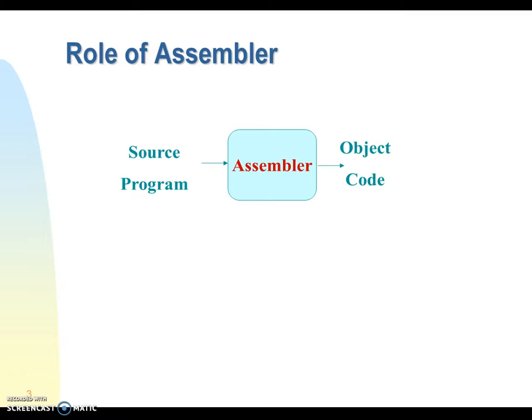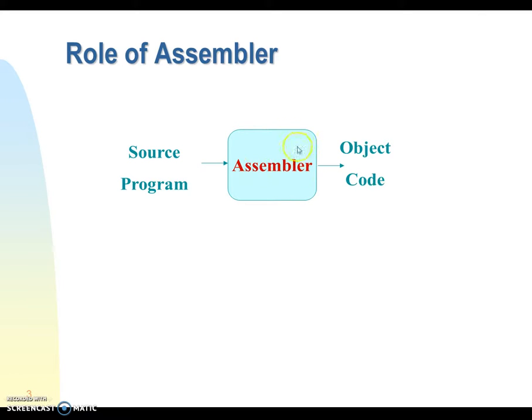So first we'll understand what is an assembler. See, an assembler is like a translator which accepts the source program and generates the object code. So here the source program is an assembly level language program. We'll give the input, that is the assembly level language program, as a source program, and the assembler generates the object code or the machine code for this.